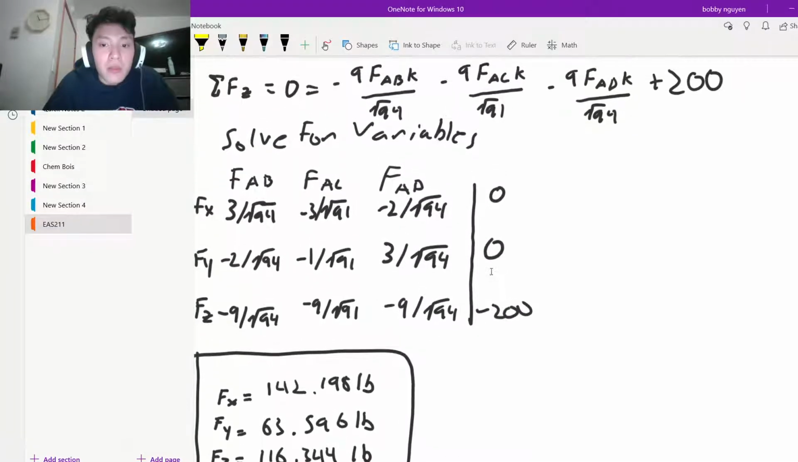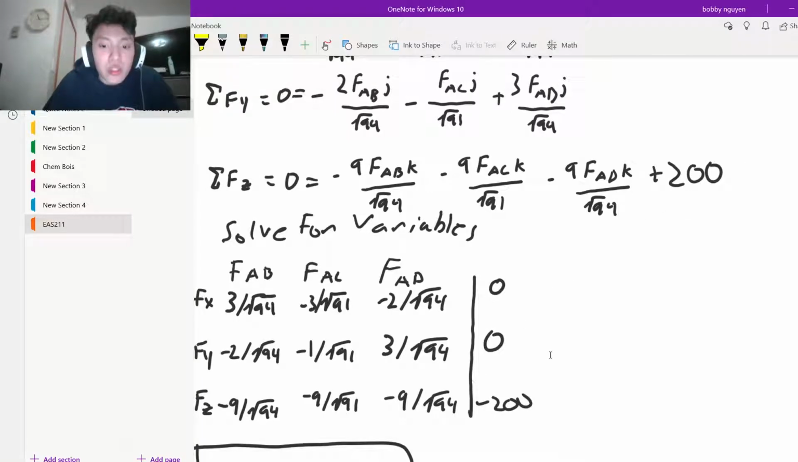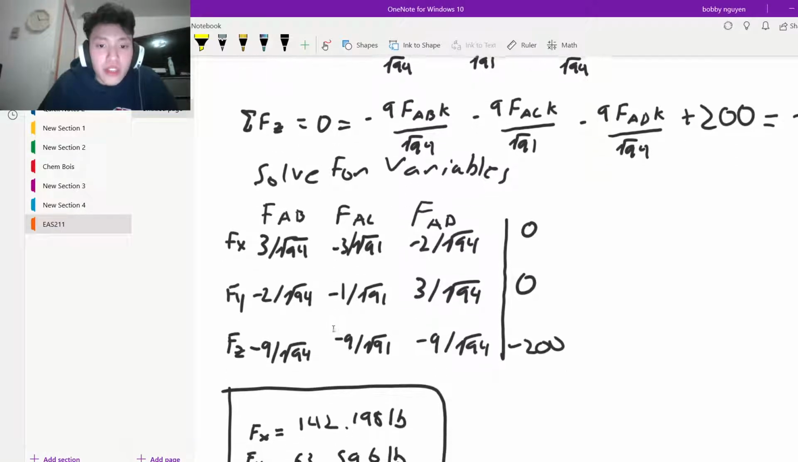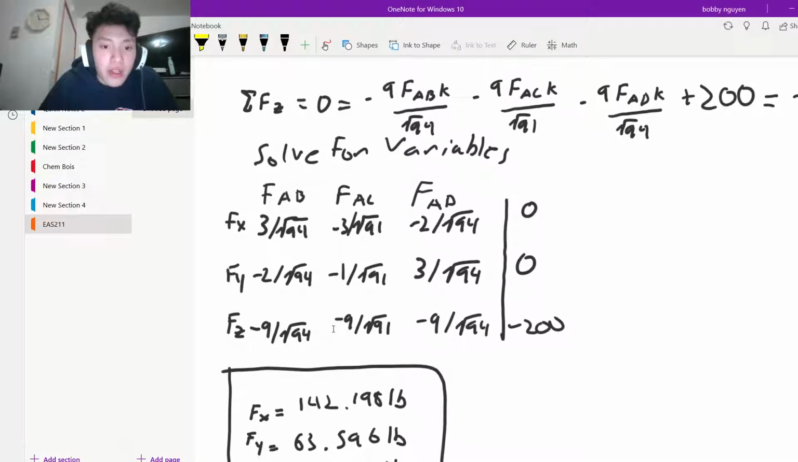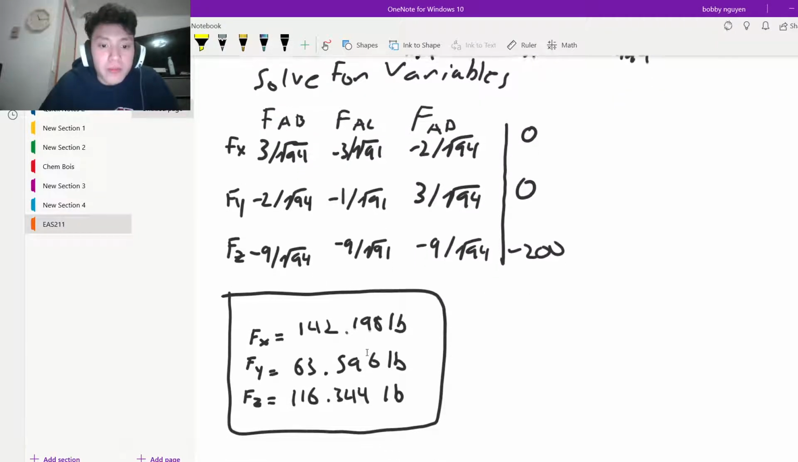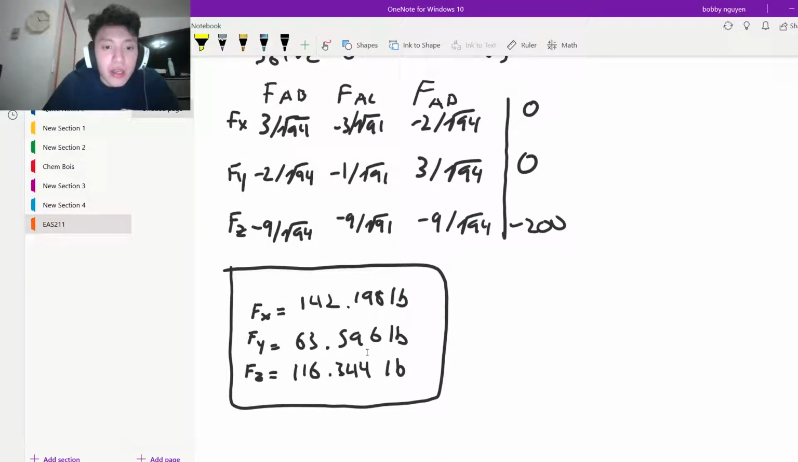And remember the 200, you just move it onto the other side, so this can also equal negative 200 right here because I just moved it to that side. Once you have the matrix equation, if you have a calculator, you can just plug in and solve for it, and that's exactly what I did. And these are my answers.